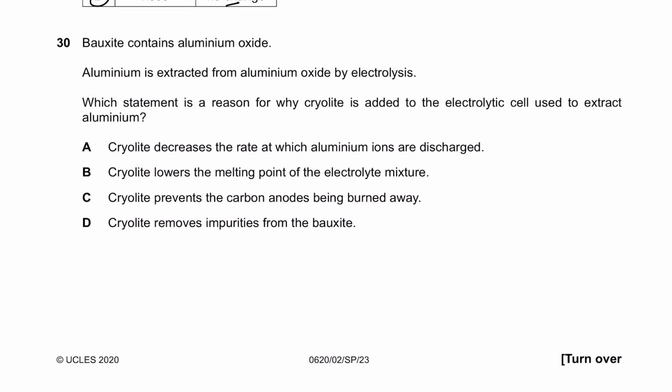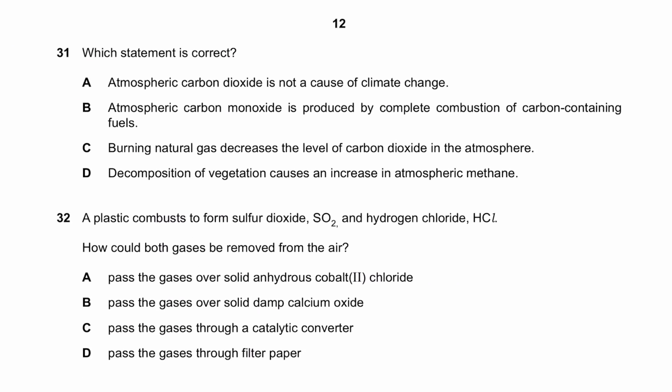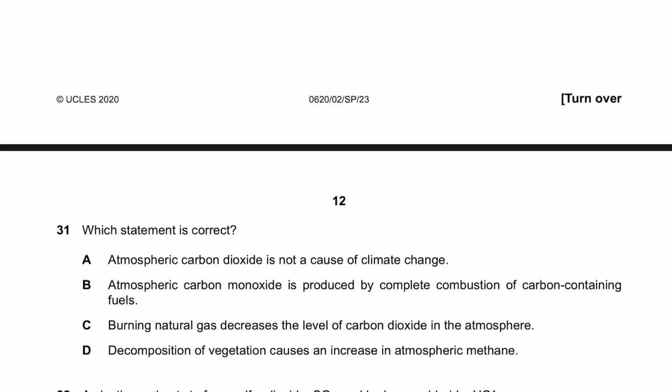Bauxite contains aluminum oxide. Aluminum is extracted from it. Which statement is the reason for why cryolite is used? It's an impurity which lowers the melting point, and that's how you use less energy. So cryolite lowers the melting point of the electrolyte mixture. B is the right option. It does not remove any impurity, right? It is an impurity itself.